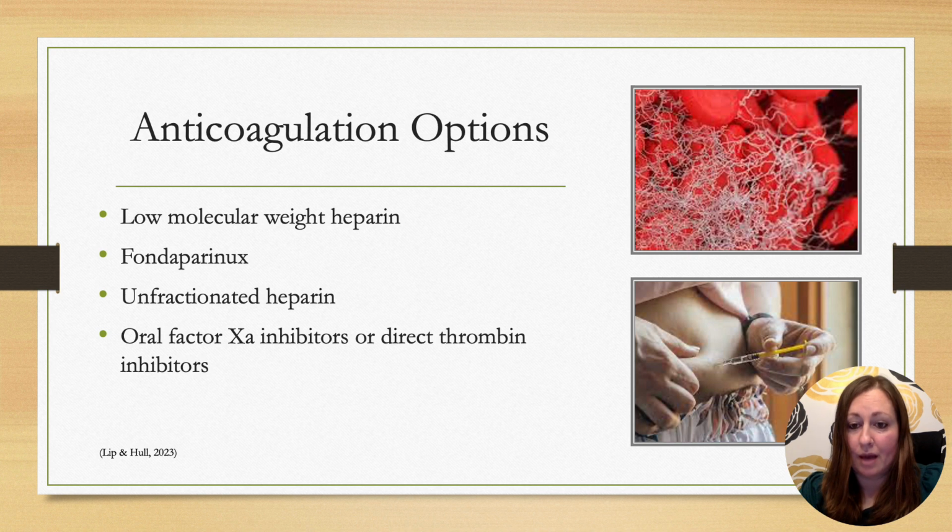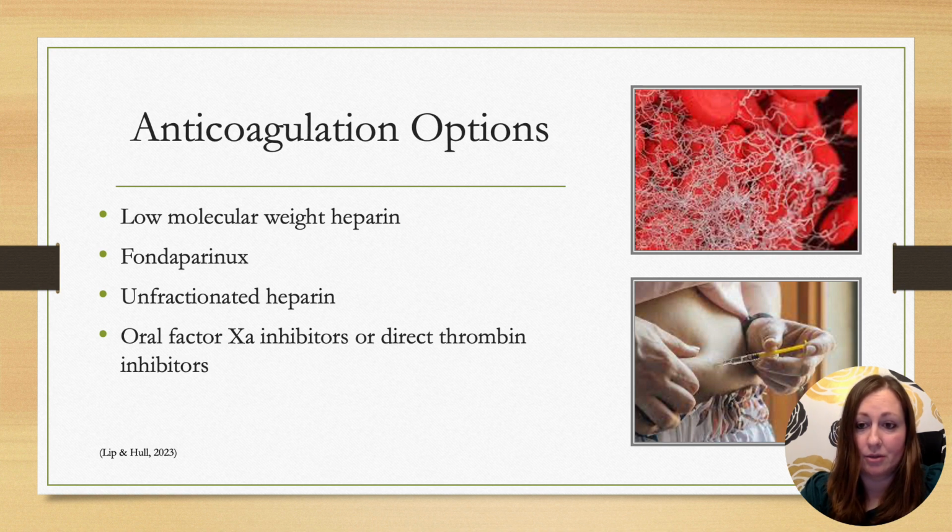Dosing for low molecular weight heparin is weight-based and renally adjusted. Enoxaparin 1 mg per kilogram twice daily or 1.5 mg per kilogram once daily in non-obese patients is the dosing that is used. For outpatient treatment, the twice daily regimen is preferred. Low molecular weight heparin has been shown in several trials to have higher rates of thrombus regression and lower rates of recurrent thrombosis, major bleeding, and mortality compared to other anticoagulation options.